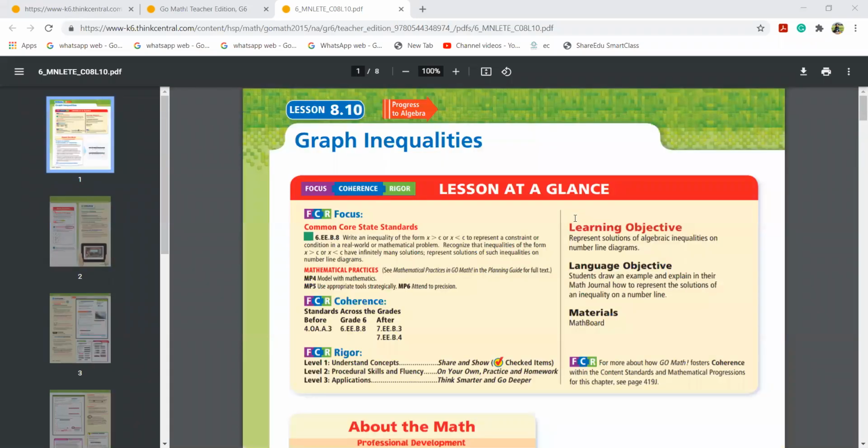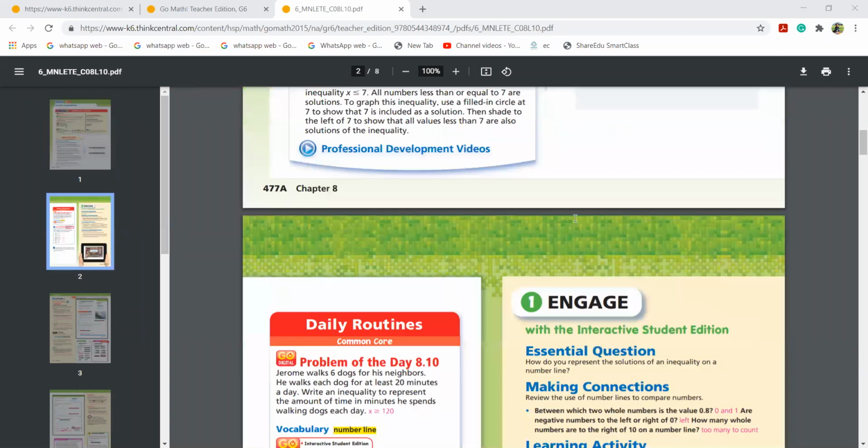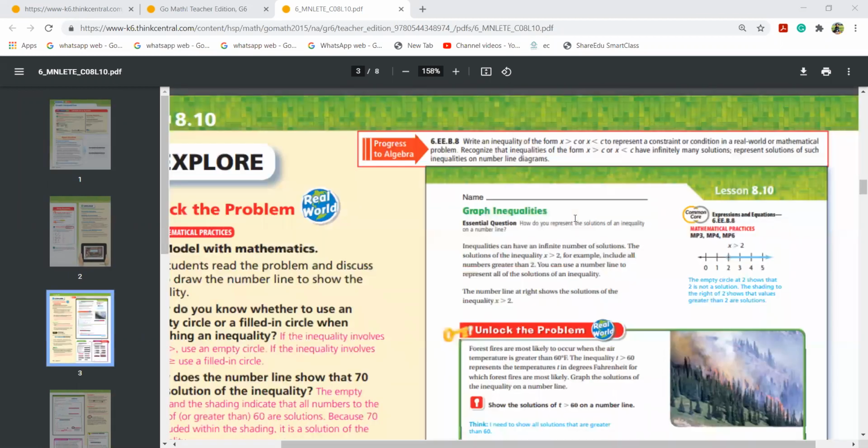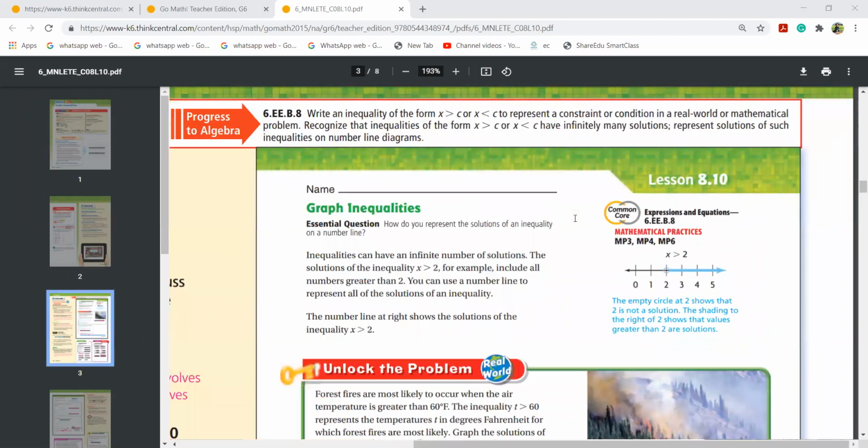Let us begin lesson 8.10, graph inequalities. Please write down today's date, that is 22nd Feb.